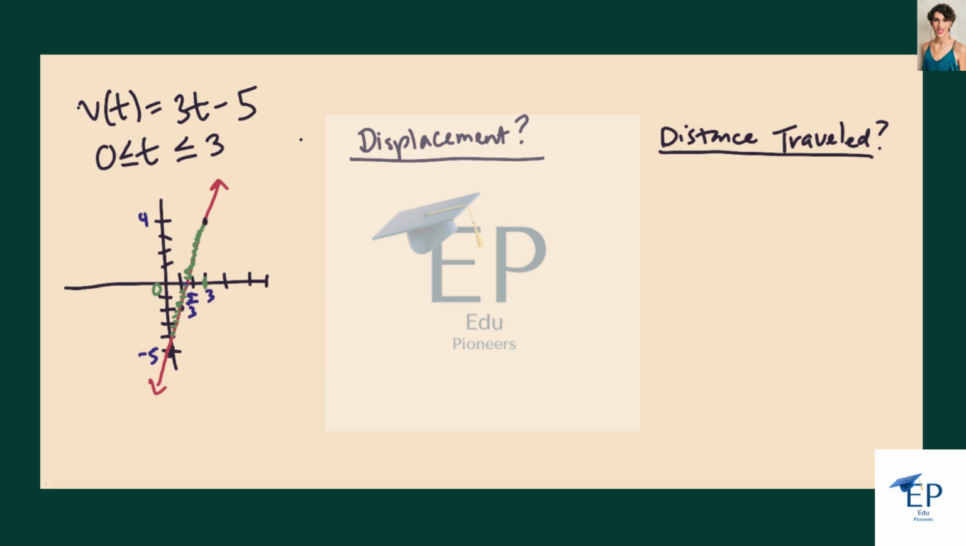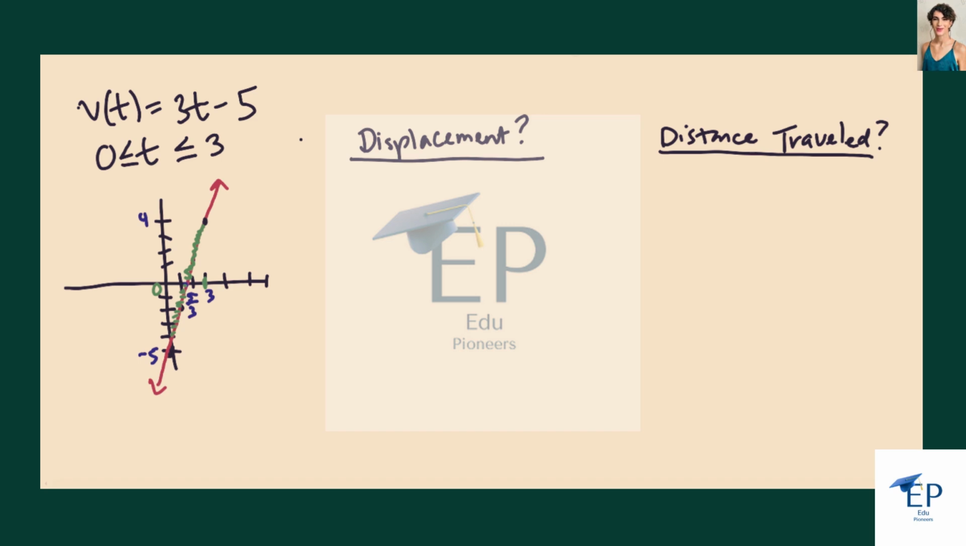So let's see if we can figure out each question. Displacement. Displacement is how far you wind up from where you started, not how much distance you traveled to get there. It's literally if you go from point A to point B, how far is point A from point B? All right. So to find that answer, we're going to find area. The area under a velocity curve is the distance that it travels.